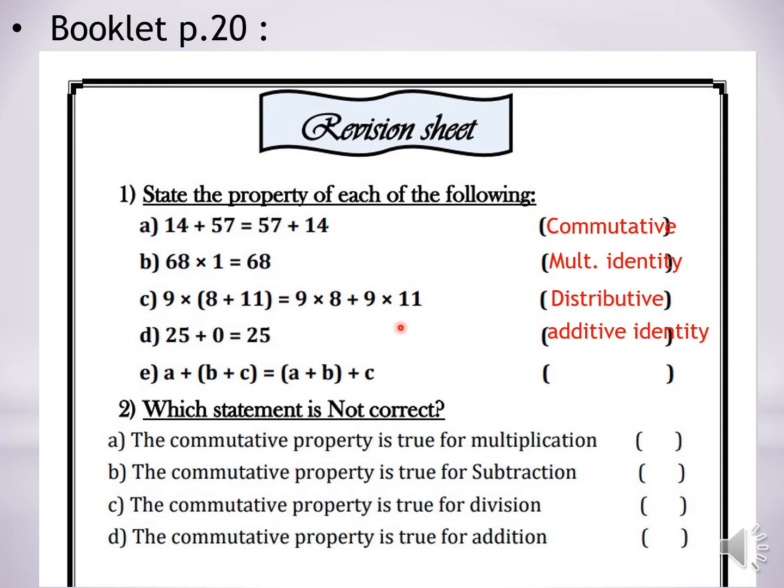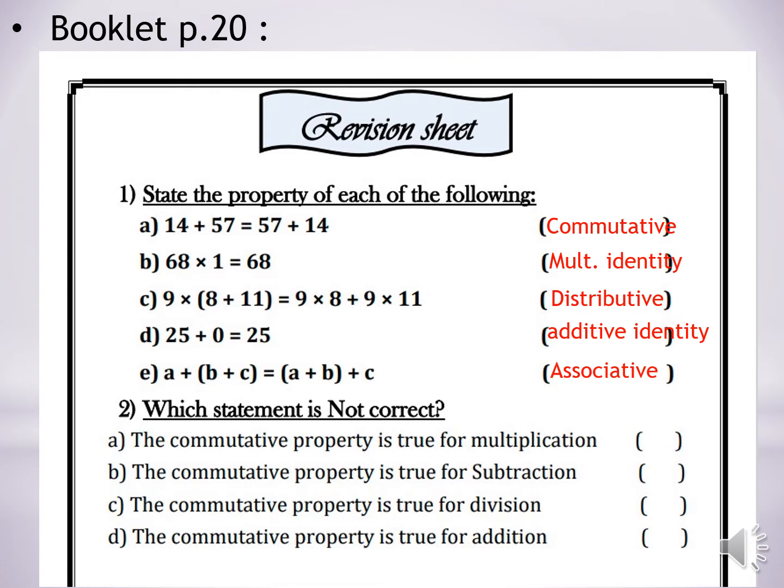In letter E, A plus bracket B plus C equals bracket A plus B plus C. Here, I didn't change the place of any letter. I just put brackets. When I just put the brackets here on B and C and here on A and B, this is called the associative property.